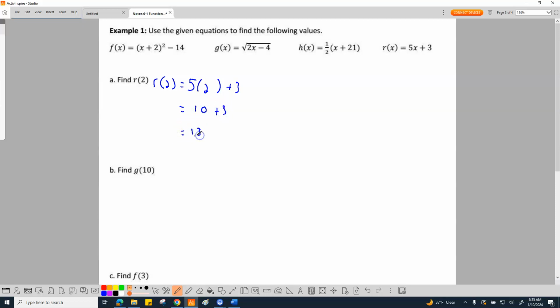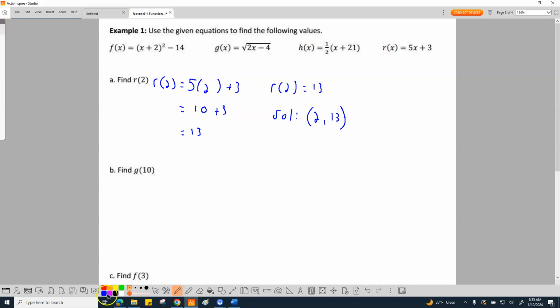So how do you write this answer? You can write it multiple ways. You can write r of 2 equals 13. You can write this solution as a point, like this, 2 comma 13. That's a terrible 3. So there's a couple of ways you can write it, but keep in mind in this case, we plugged this 2 into our r equation.